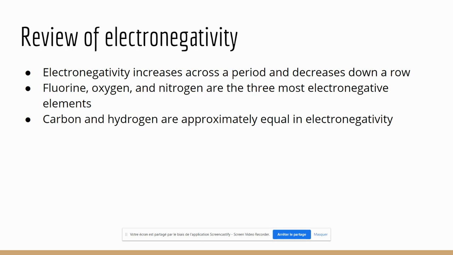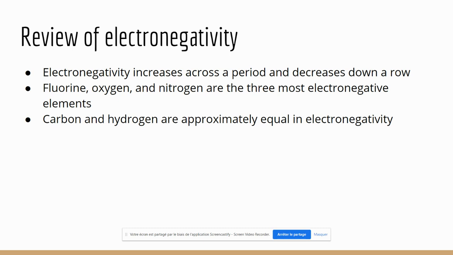For example, oxygen is more electronegative than chlorine. Nitrogen is also more electronegative than chlorine. Other than that, I'm not going to expect you to know exceptions, aside from this third one listed here: carbon and hydrogen are approximately equal in electronegativity.